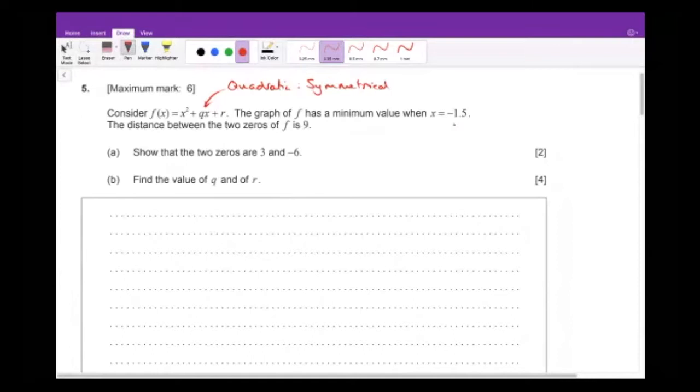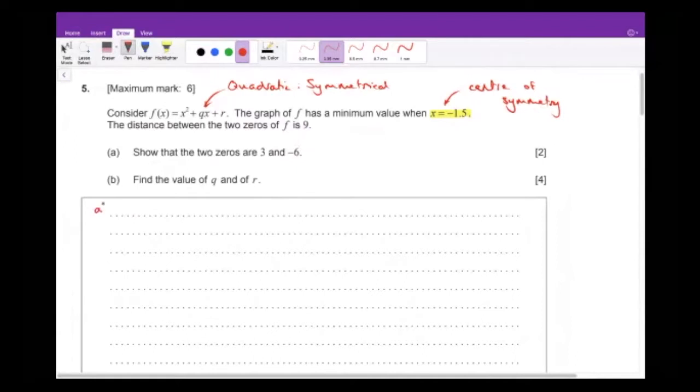Now we're told the graph has a minimum value when x equals minus 1.5. Well, the minimum value is always the middle. So this then is the center of symmetry. And we're told the distance between the two zeros of f is 9. So the two zeros are 3 and minus 6.